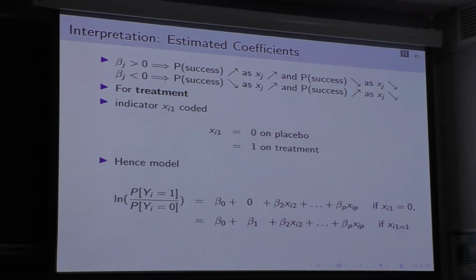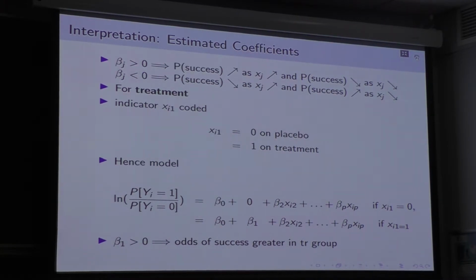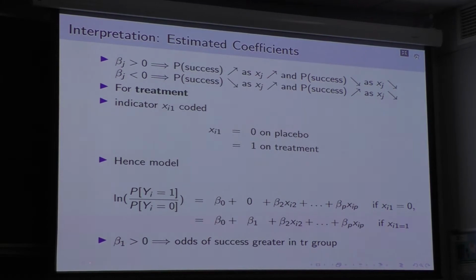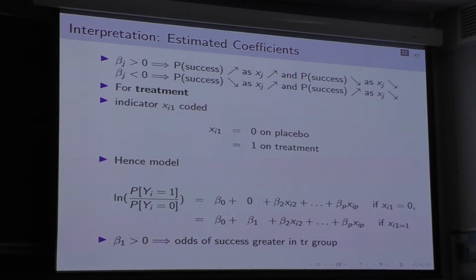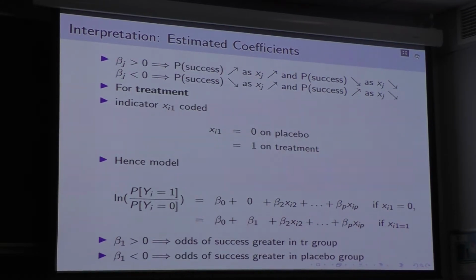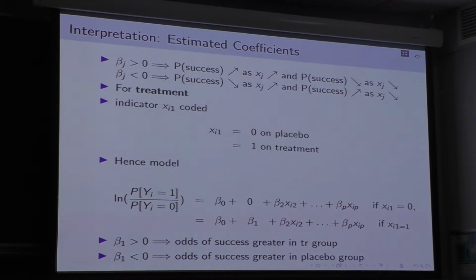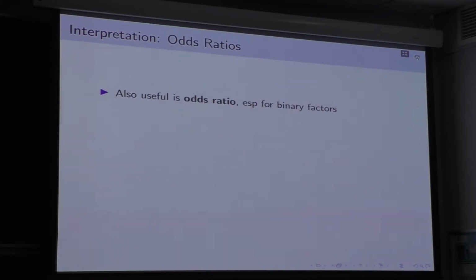So you can see it's just a shift of size beta 1 in the constant term in the model. What that's telling us is if you've coded it in this way, beta being positive means the odds of success are greater in the treated group. Beta being negative, odds of success are greater in the placebo group. Depends what you mean by a success. So, very easy interpretation, and you can just look at the betas themselves.